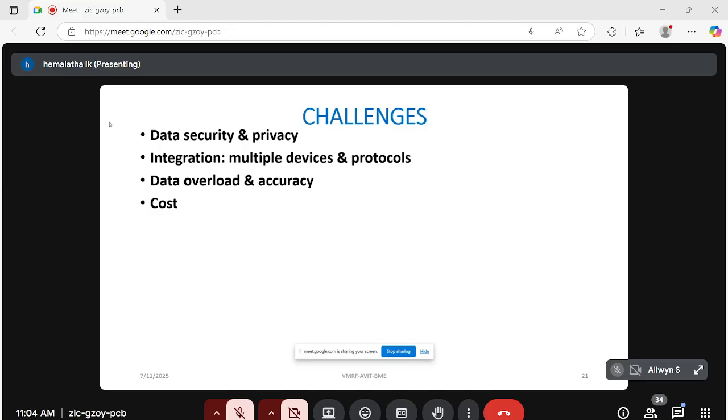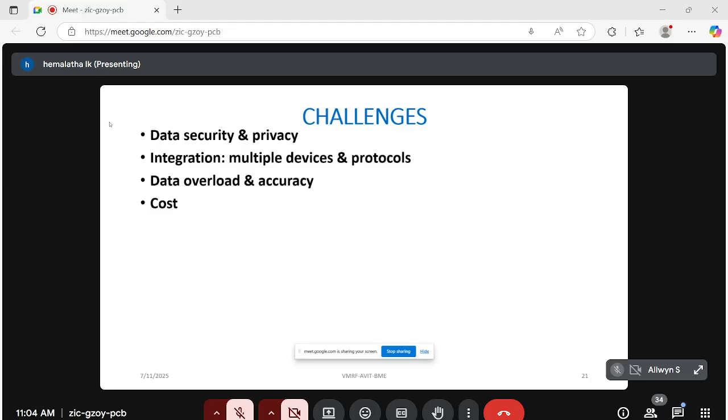If you consider a mobile phone, we are using a single protocol only. But if you are going for IoT, based on the distance, based on the devices, based on the requirement, we will be using multiple protocols. So that is one of the biggest challenges, and it is called the integration challenge.